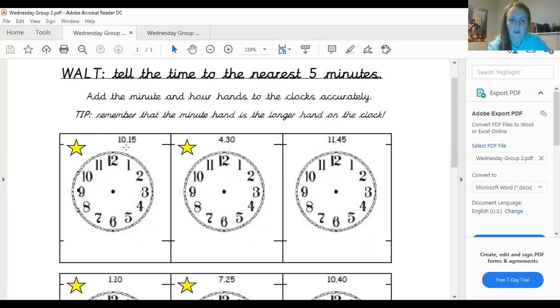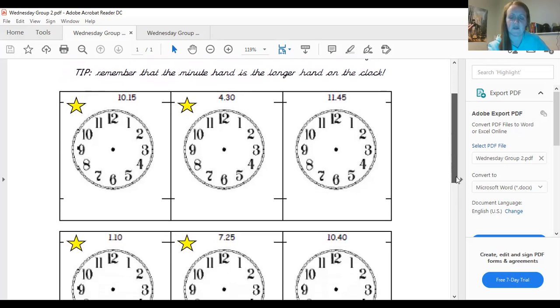Okay, so if I look at this time here, 10:15. Okay, so that's my hour, 10. So the hour clock is the smaller hand. Where will it need to point to? And it's 15. So I've got to count in 5s to show where my minute hand goes. 5, 10, 15. Okay. So you're going to have a go at that for me today, nearest 5 minutes.